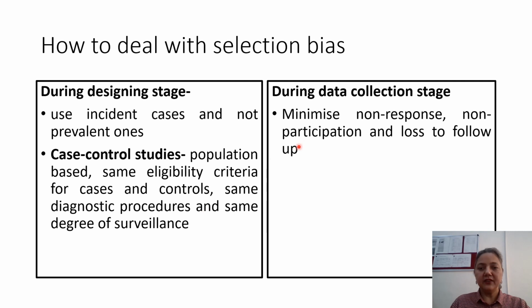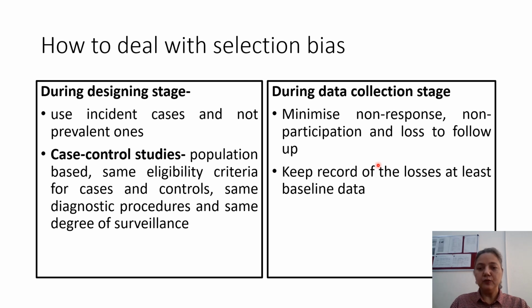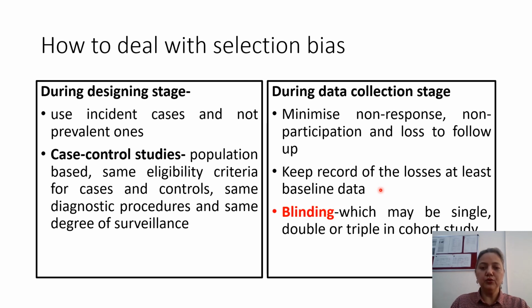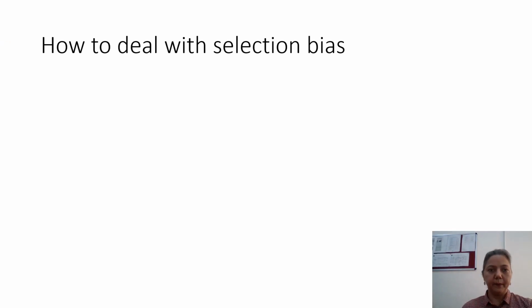During the data collection stage also, we can try to reduce the selection bias. How? We should try to minimize the non-response, non-participation, and loss to follow-up. We should try to maintain the data of even the ones who are lost to follow-up so that we can compare it later on. We can go for the blinding of the study participants or the investigator and analyzer. So single, double or triple blinding in cohort studies will help to deal with the bias during the data collection stage.